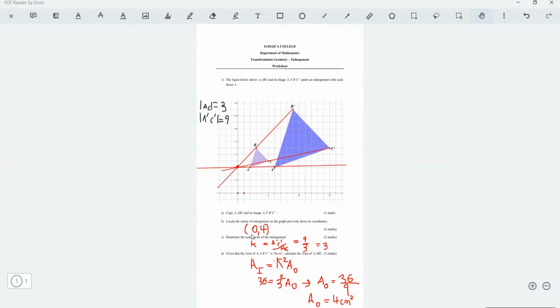So you just need to remember, scale factor is you take one of the sides of the image and divide it by the corresponding side of the object. So it could have been A prime C prime over AC, or A prime B prime over AB, or B prime C prime over BC. That would still give you the scale factor. The center of enlargement is found by drawing lines passing through the image points and the object points. Where all the lines meet, that's the center of enlargement. And that's all you need to know for enlargement.